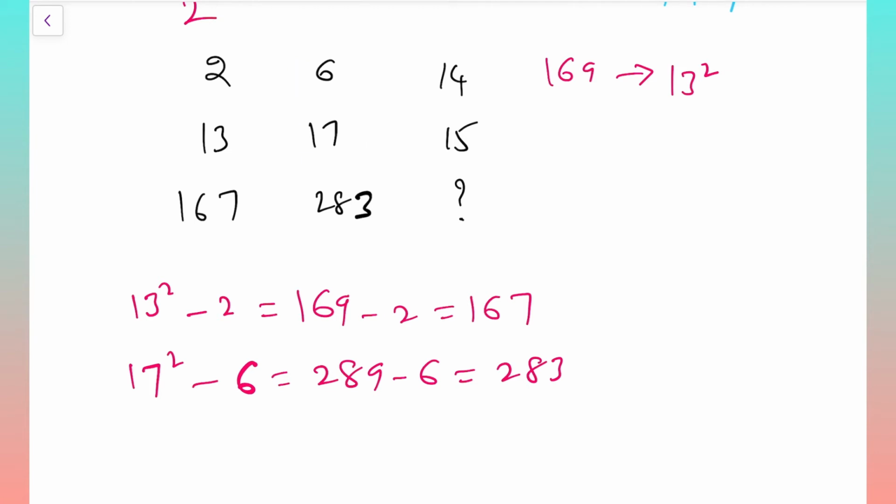Now let us apply the same logic for the third column also. 15 square minus 14. 15 square is 225 minus 14, that is nothing but 211.